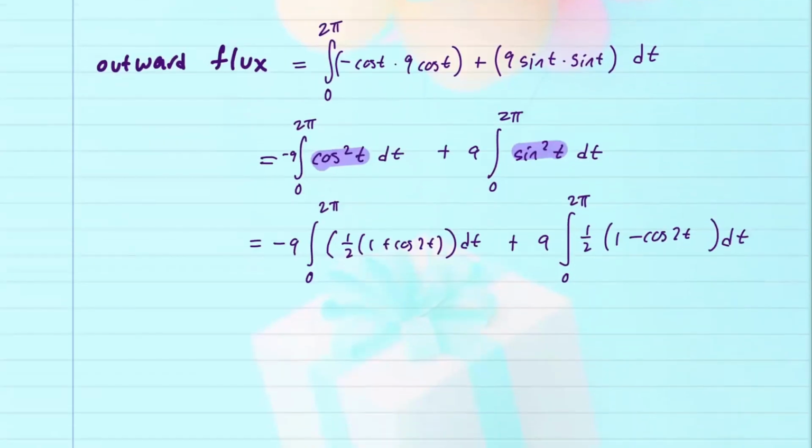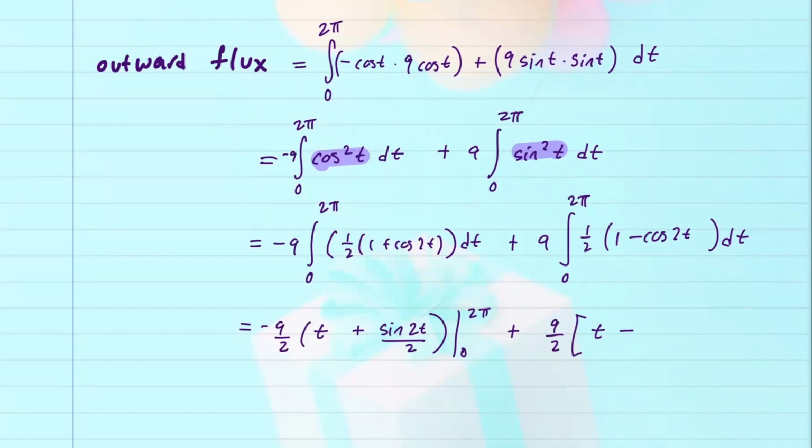Now we integrate each piece. So we have negative 9 over 2, I pull the 2 out. The integral of 1 with respect to t is just t, plus the integral of cosine of 2t. Using a quick substitution, that's going to be sine of 2t over 2. We're going to evaluate this from 0 to 2 pi. Similarly, for the second integral, we pull the 9/2 out. We integrate 1 with respect to t, that's t, minus we integrate cosine, so that's going to give us sine of 2t over 2. And again, we evaluate this from 0 to 2 pi.